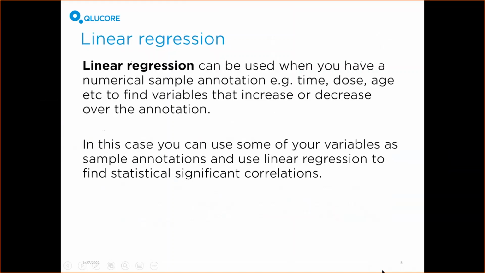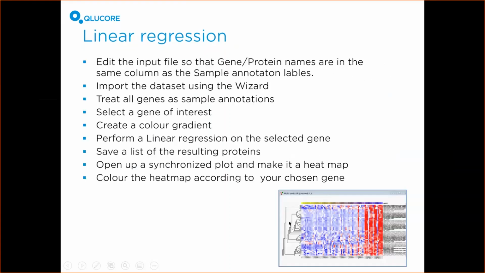Okay, and now we are going to talk a little bit about how you can work with linear regression. So typically you use it when you have a numerical sample annotation like time, dose, and age to find variables that increase or decrease over the annotation. In this case, we are going to use some of our variables as sample annotations and use linear regression to find statistical significant correlations. So let's see how that works.